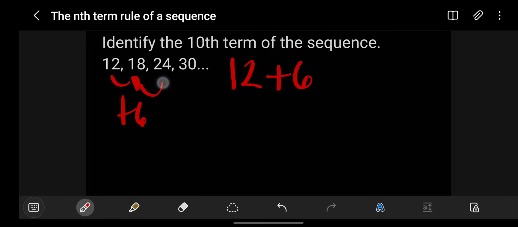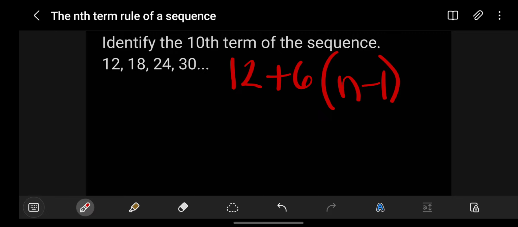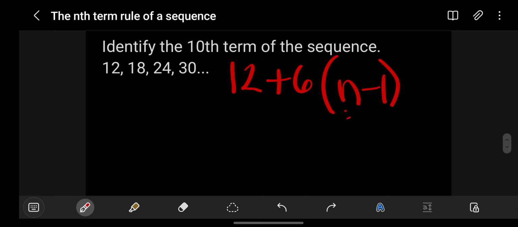12 plus 6 is 18, 18 plus 6 is 24, and then 24 plus 6 is 30, and so on. So the answer here is 12 plus 6. Again, remember the last step, which is to multiply the pattern by n minus 1. So substitute n with 10, because you are asked to identify the 10th term.